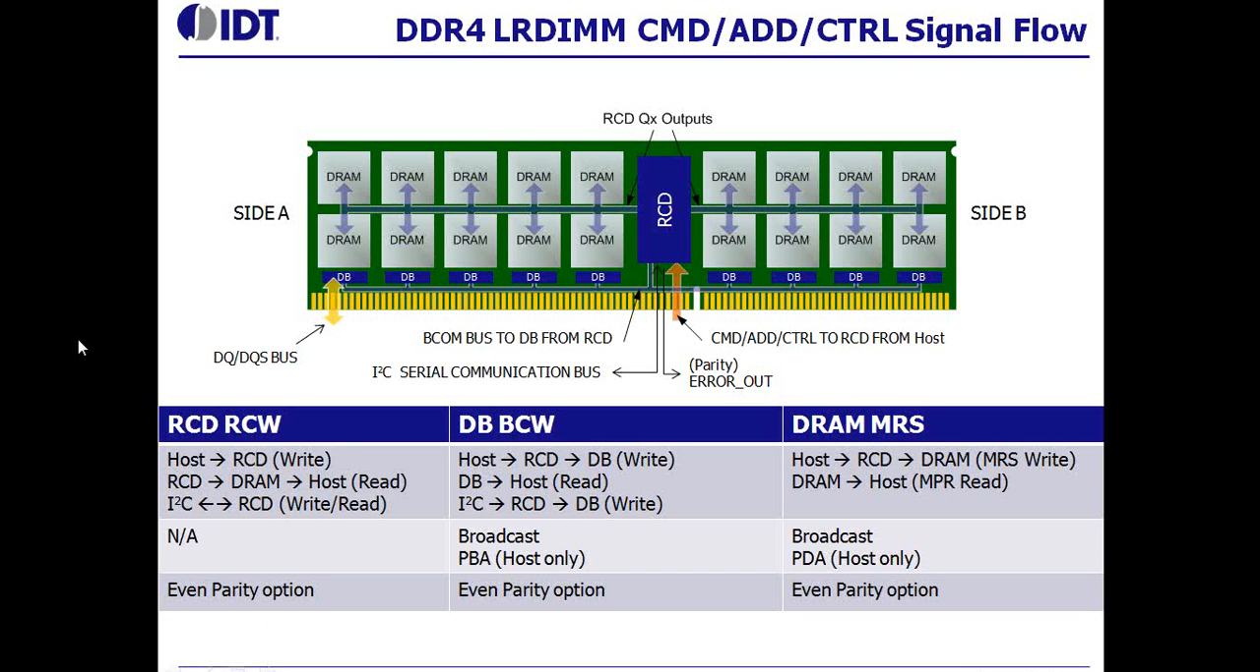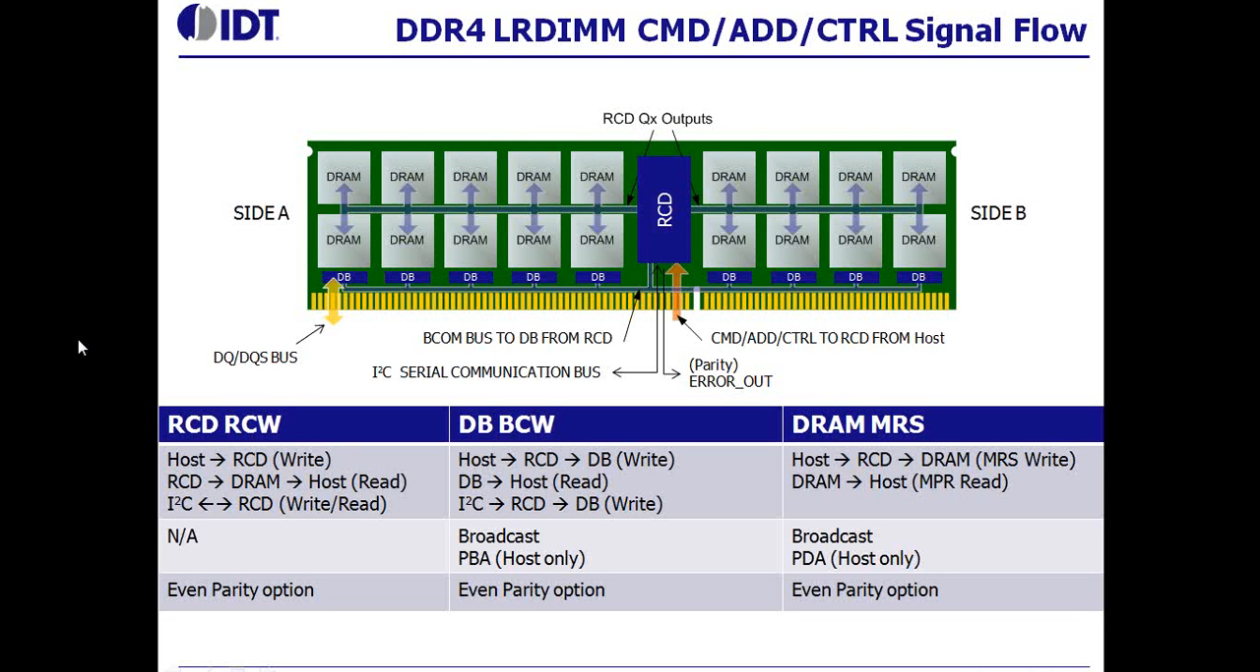The data buffer works in a similar way. For the data buffer, the buffer control words are called BCW. You can see here that writes are written from the host via the RCD to the data buffer.